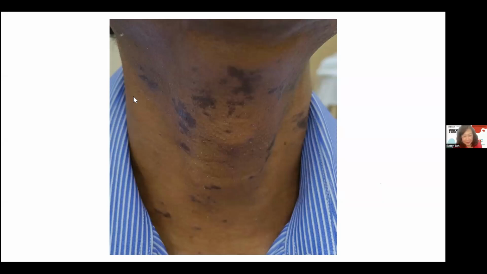Melasma? Melasma is usually on the face, and it can occur on the neck, but it's not likely. I know melasma very well. Melasma is usually on the cheek. Prurigo nodularis is usually a nodule and very, very itchy. This is not a nodule.